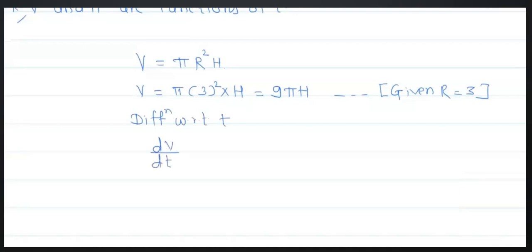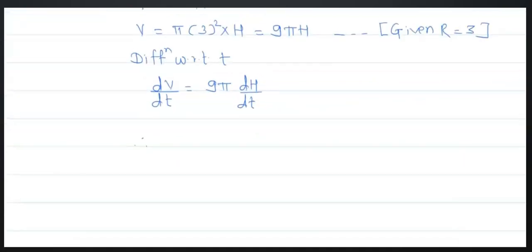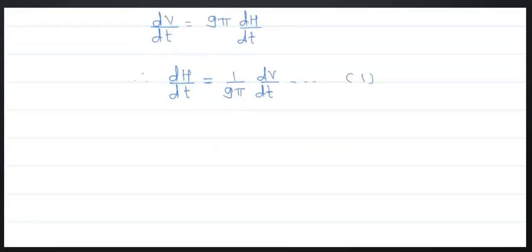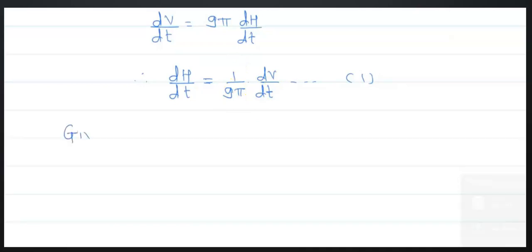Now differentiate this with respect to t. dV upon dt is equal to 9 pi into dh upon dt. Therefore, dh upon dt is equal to 1 upon 9 pi. Now we want to find out the value of dh, at what rate the level of that cylinder is rising. That is, dh upon dt is equal to 1 upon 9 pi into dV upon dt.